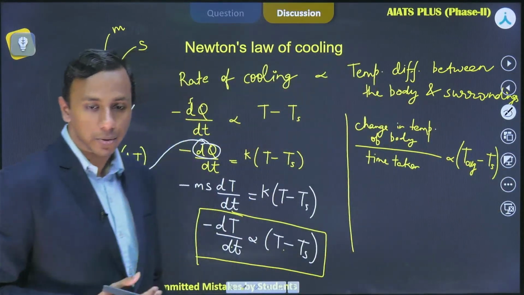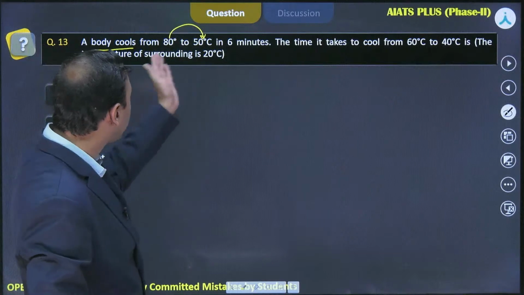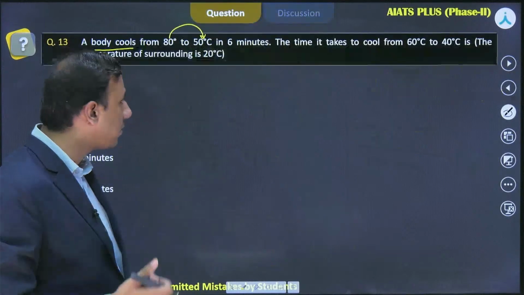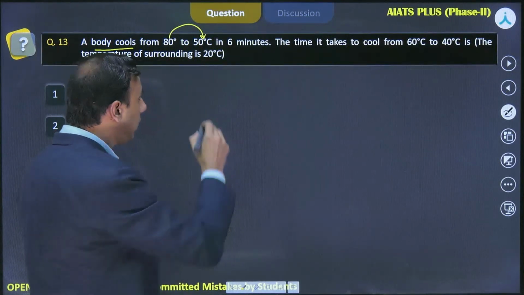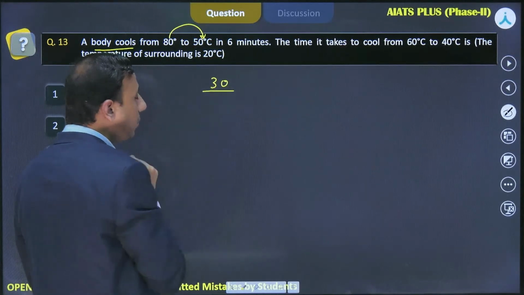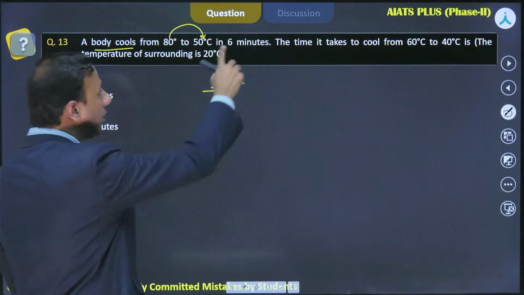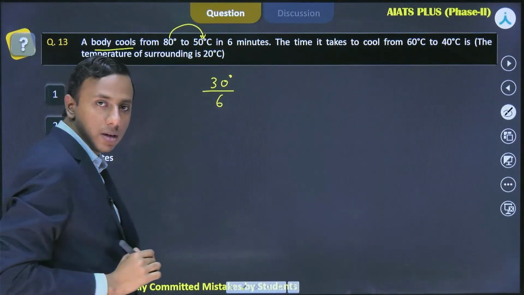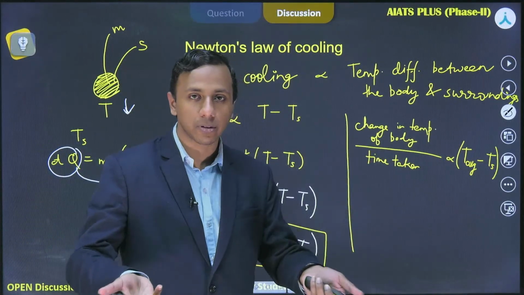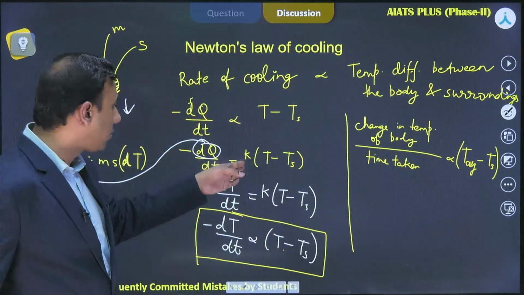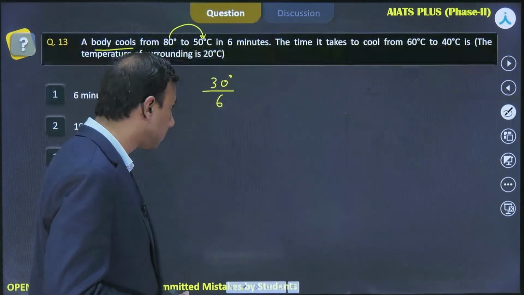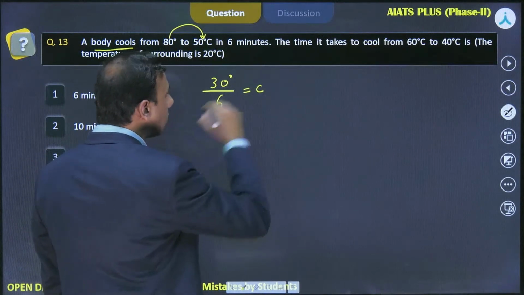We are going to directly write over here. See how? What will be the change in temperature of the body? Or if you want, you can also call it the fall in temperature. So fall in temperature is how much? 30, right? So 30 degree fall in temperature upon time taken, 6 minutes. And I had written proportional to over here. Proportional to means if you remove this proportionality, you will get another constant. So this we won't write as k, you can write some other constant, let's say k1 or c, for example. So let's say that constant is c.